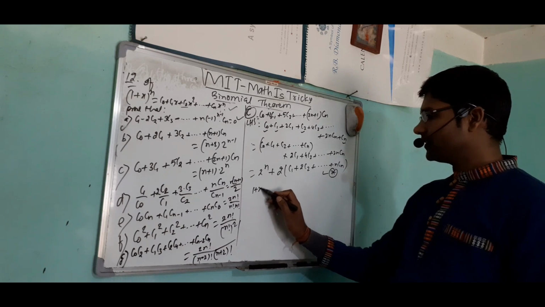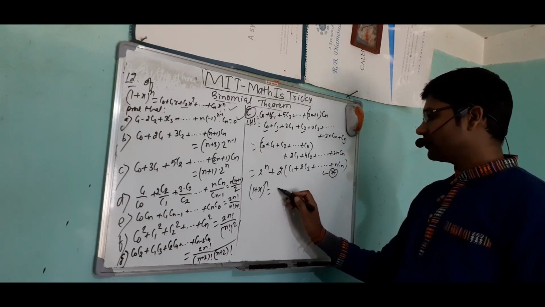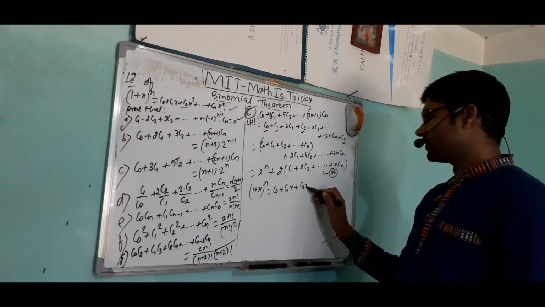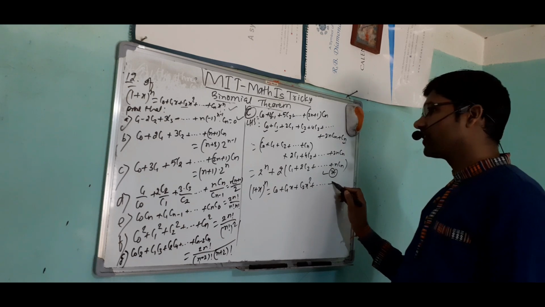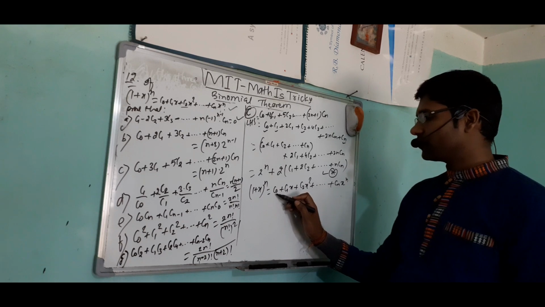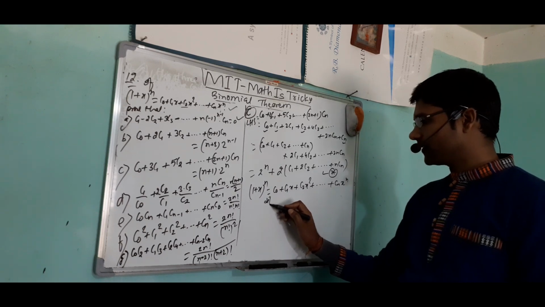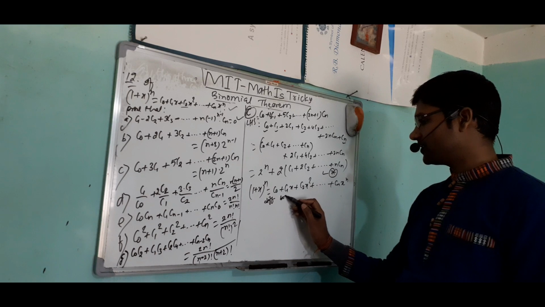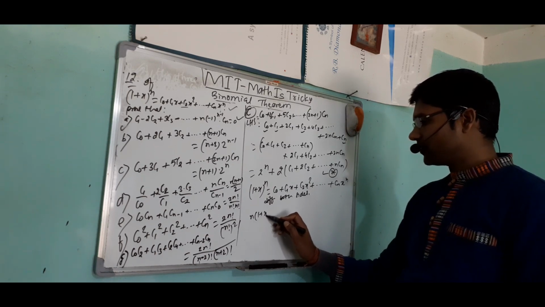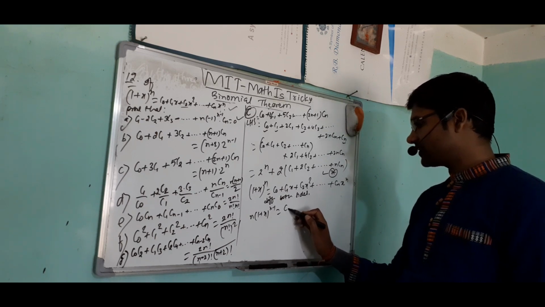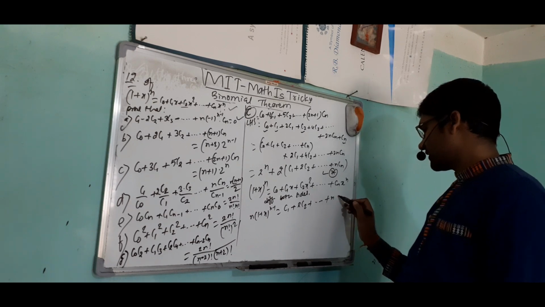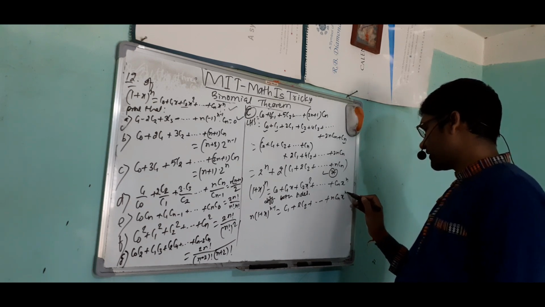So we have given here (1 + x)^n = C0 + C1x + C2x² + ... + Cn x^n. So we don't need C0, so we'll differentiate both sides with respect to x. Differentiating both sides, we'll be getting n(1 + x)^(n-1) = C1 + 2C2 x + ... + n Cn x^(n-1).